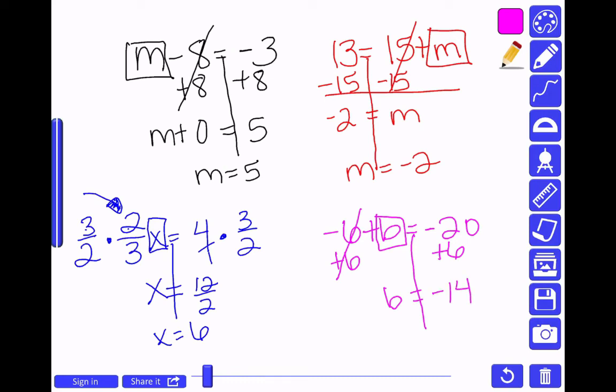Now remember that you can plug this number into the variable at the beginning and see if it makes sense. So negative 6 plus negative 14, does that equal negative 20? Yes, it does. So our answer is correct.